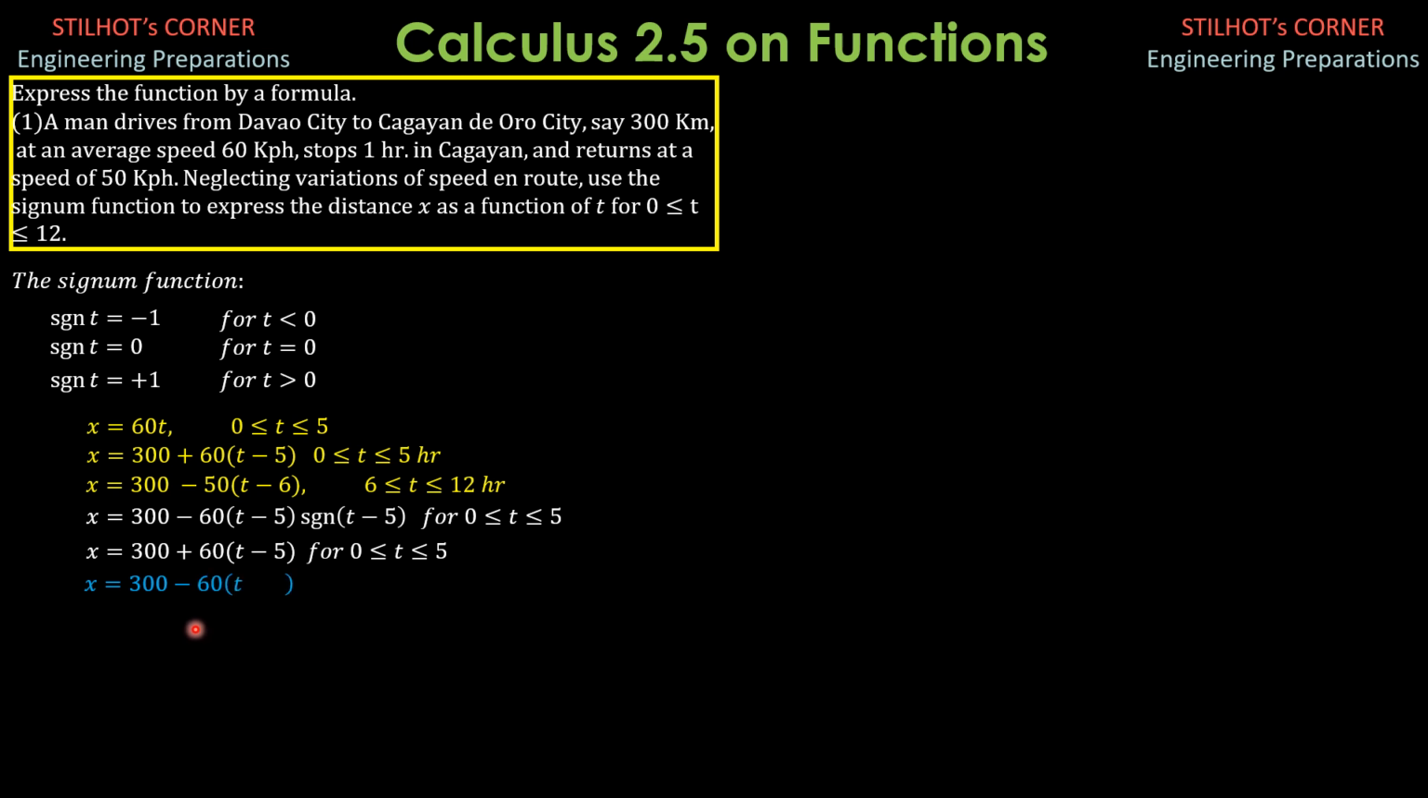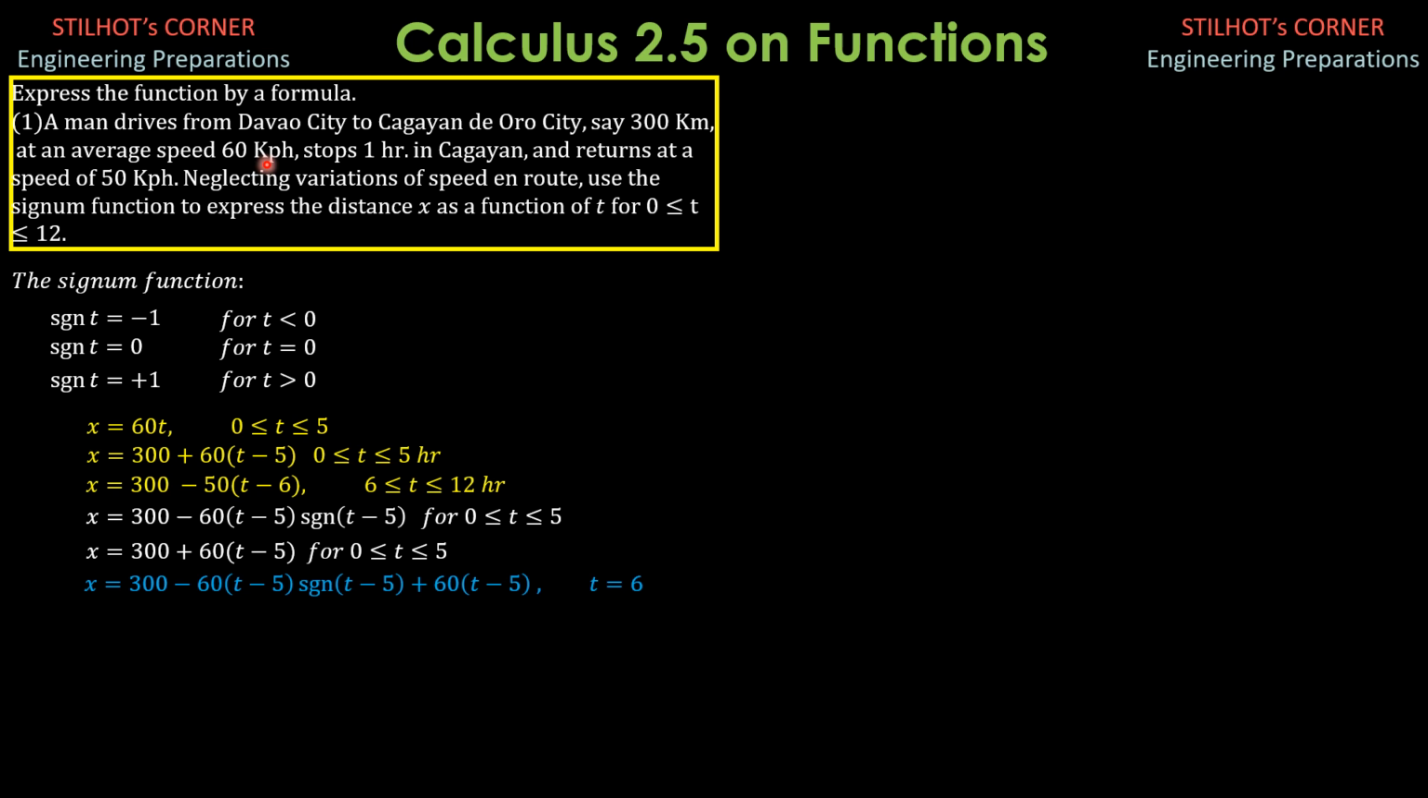So we will develop a formula for t equals 6. x is 300 minus 60 times (t minus 5) signum of (t minus 5) plus 60 times (t minus 5). And this is, in particular, for t equals 6. So we will show that this is 300 kilometers, because remember that the man reaches Cagayan in 5 hours, because the distance is 300. 300 divided by 60 is 5 hours.